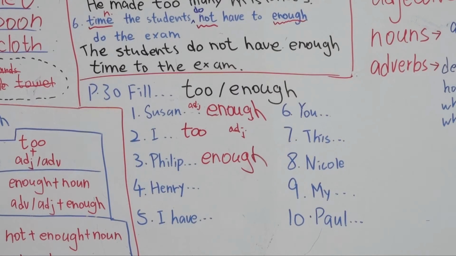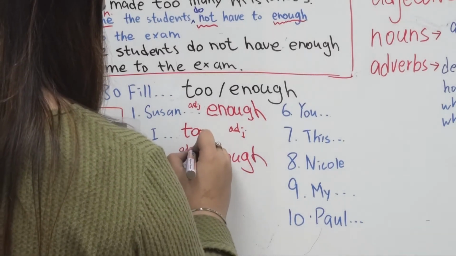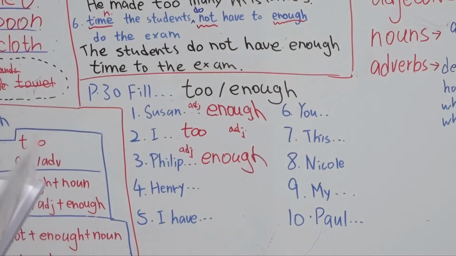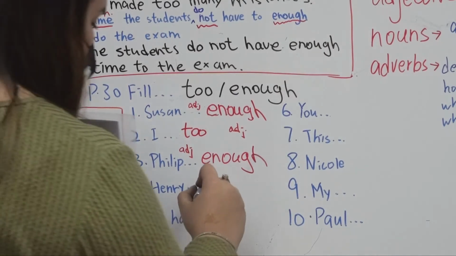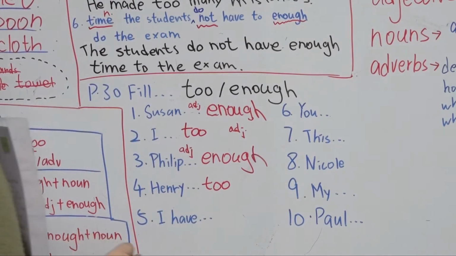Brave is an adjective or adverb? Adjective. Good. Brave is an adjective. Excellent. Okay, number 4. Henry is what? Slow to win the race. Too slow. Henry is too slow. Slow is an adjective or adverb?